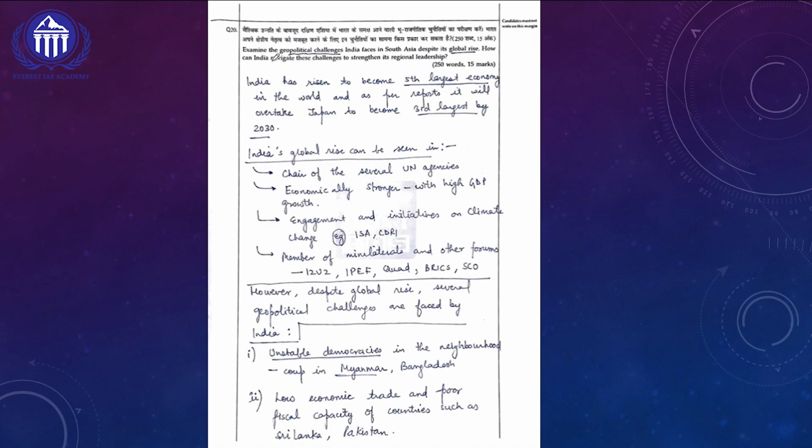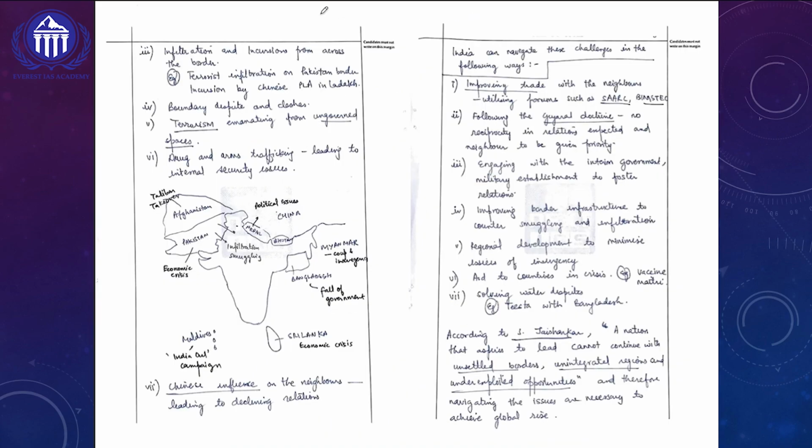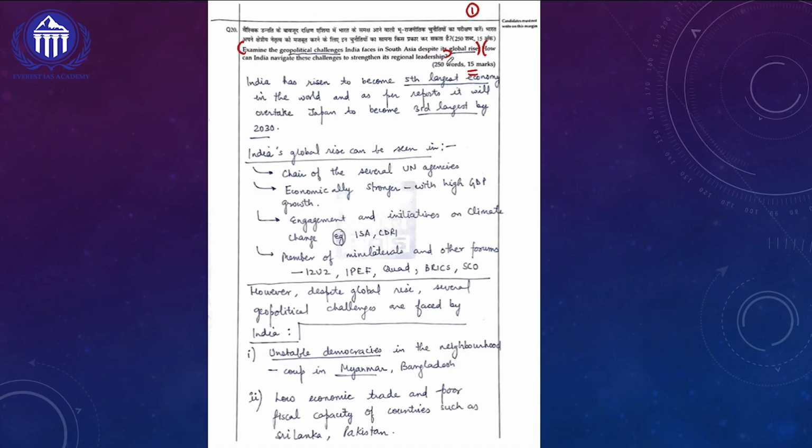Examine the geopolitical challenges India faces in South Asia despite its global rise. How can India navigate these challenges to strengthen its regional leadership? So it's a 15 marker question, and the real examination will give a maximum of 3 pages to write this particular 15 marker question, and the word limit will be 250 words. So we need to follow that clearly.